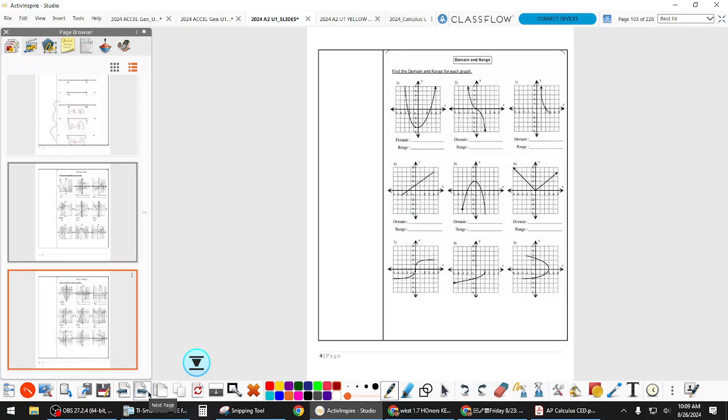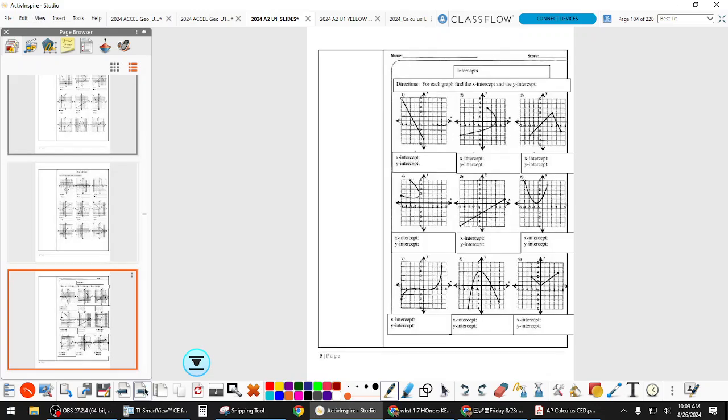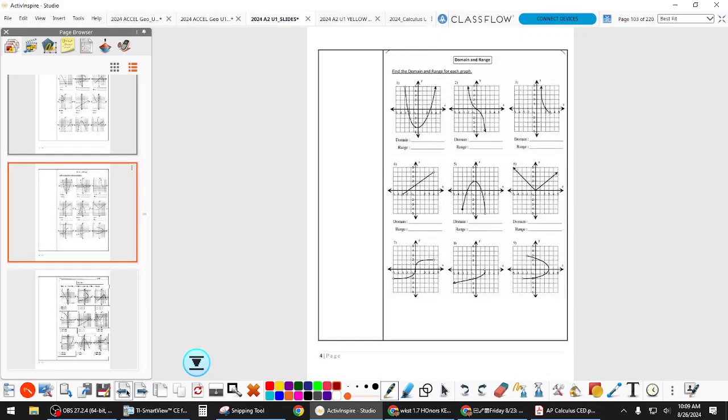Guys, you're packing up. So for homework, please do pages 3 and 4 on the domain and range. And it says find the domain and range for each graph. Not function. So do all of them is really what that means.